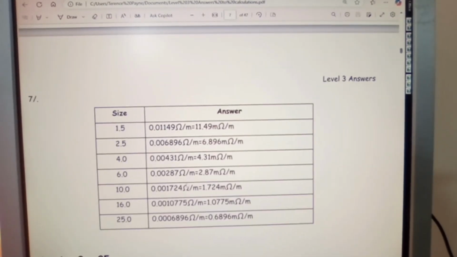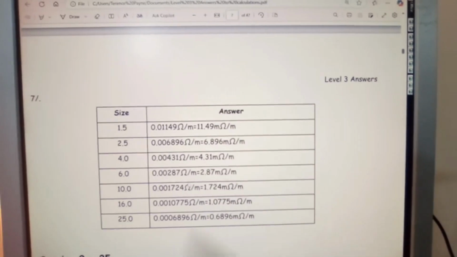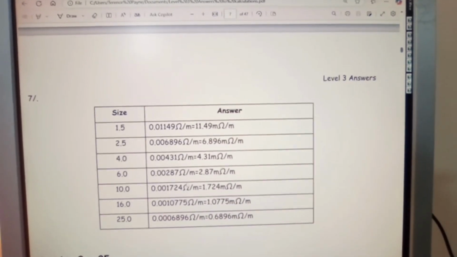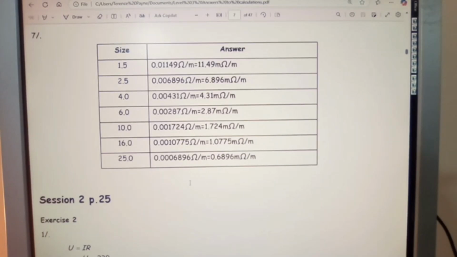Now, answer size 1.5. Here are the questions that you are looking at. Some of these relate to questions that have been asked in section 7. All I'm doing here is providing you with the answers to those.